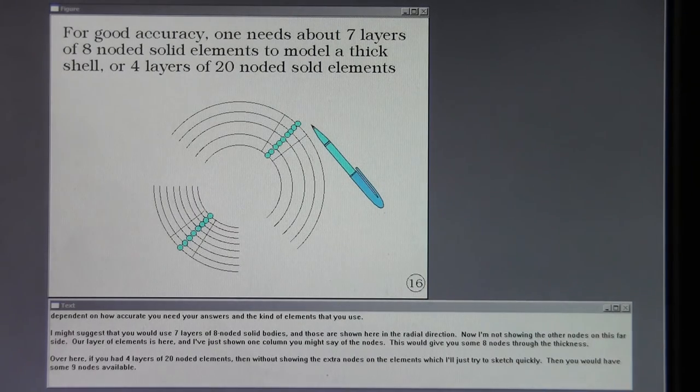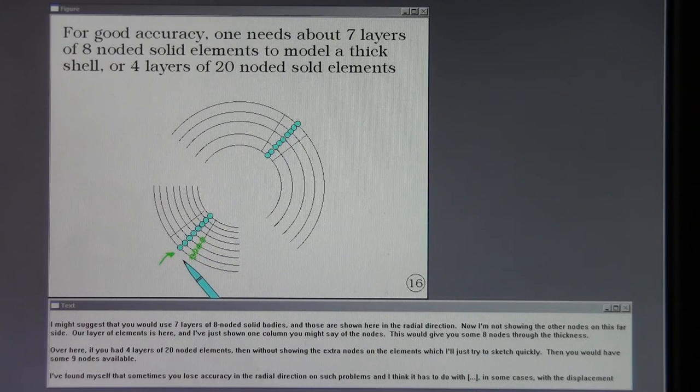I might suggest that you would use 7 layers of 8-noded solid bodies, and those are shown here in the radial direction. Now, I'm not showing the other nodes on this far side. Our layer of elements is here, and I've just shown one column, you might say, of the nodes. This would give you some 8 nodes through the thickness.